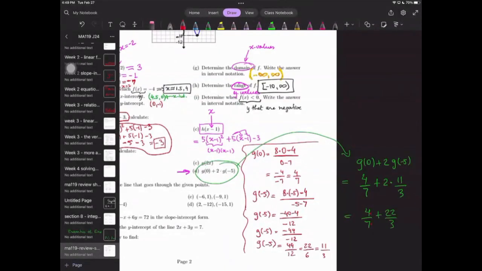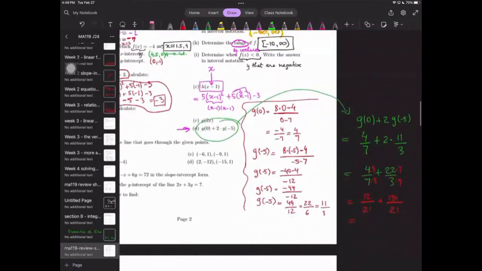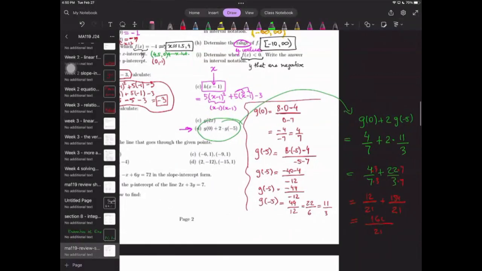So the first fraction, I'm going to multiply top and bottom by 3. The second fraction, I'm multiplying top and bottom by 7, because I needed the same denominator. So now both of them have denominator 21. The top of the first fraction on the left is 4 times 3, 12. And 22 times 7 is 154. The next and last step is to keep the denominator and add the top. So we have 12 plus 154, 166.